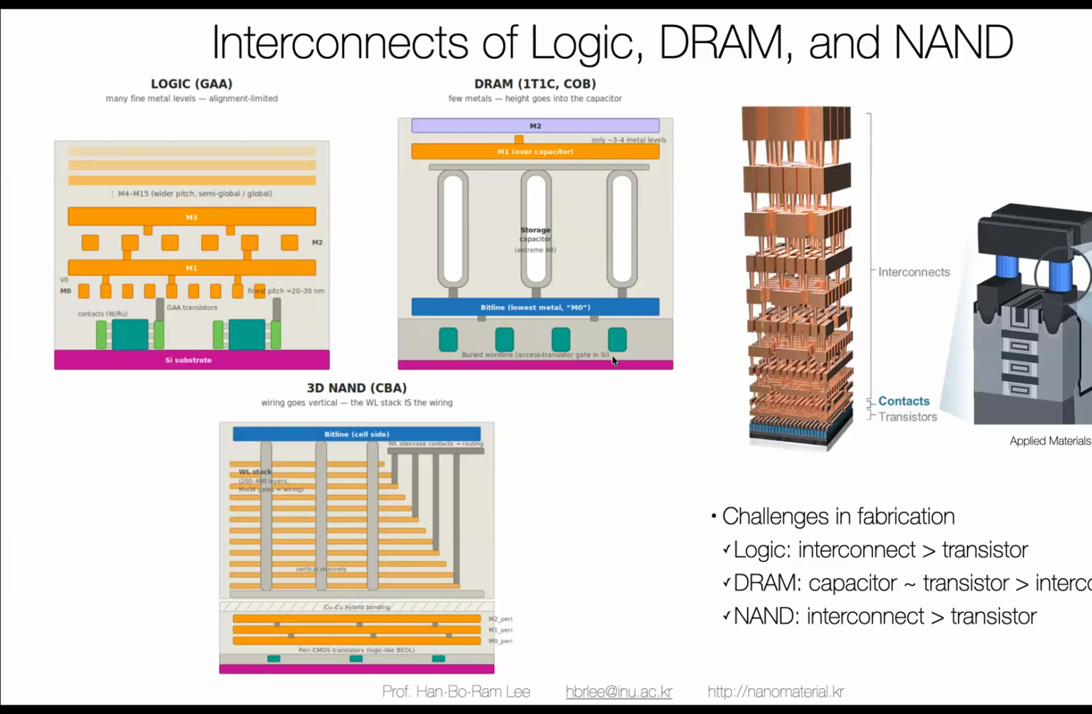And then this is the 3D NAND. Every single piece of this is 1 bit. It's operated by the floating gate memory. It's vertically fabricated, and most of the things came from the transistor and the interconnect. So the fabrication is more challenging. In logic devices, the interconnect is much higher than the transistor, but in DRAM, the capacitor and transistor fabrication is higher than the interconnect. Then in the flash memory, the interconnect is much higher than the transistor.